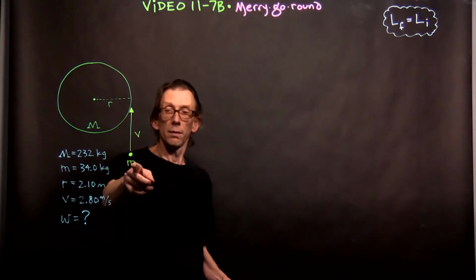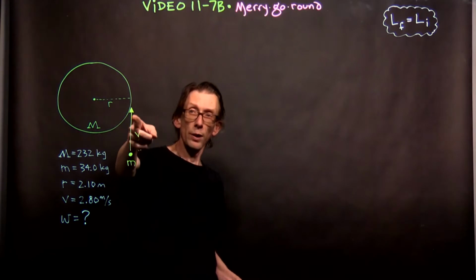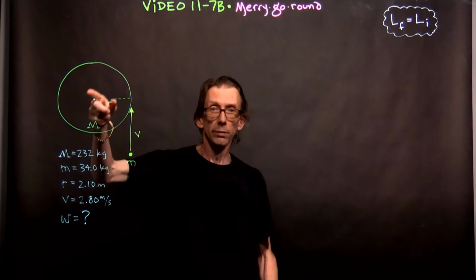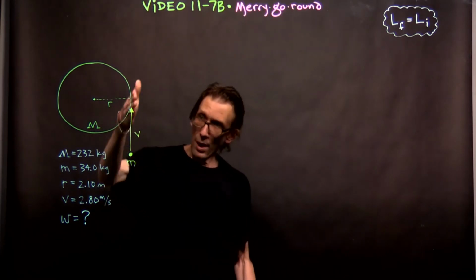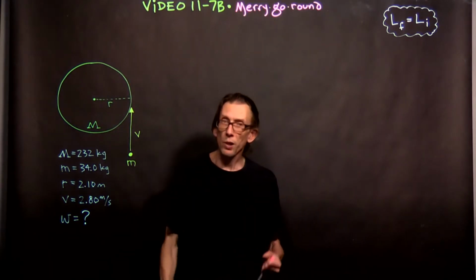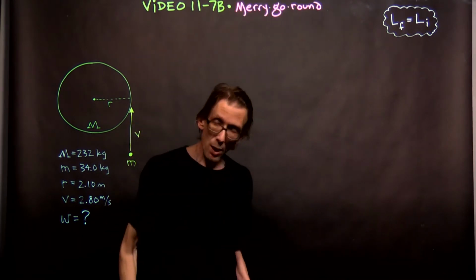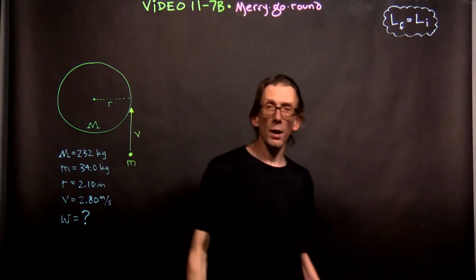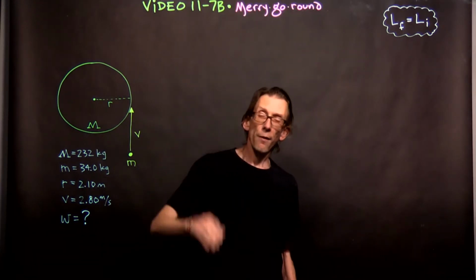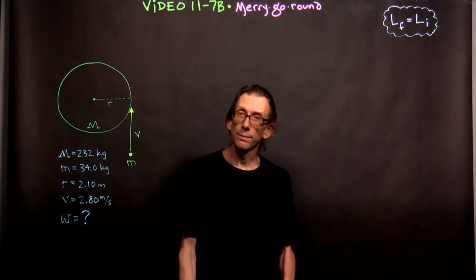And this kid, mass M, 34.0 kilograms, starts running right towards the edge of it, is going to jump up on it and grab hold of it and start going around. He's going to jump on it, and his motion is going to carry the thing forward. The question is, if he's running at 2.80 meters per second towards the edge of it, and he's going that speed when he jumps on, what is the final angular speed of the merry-go-round and the kid? That's the question. All right?